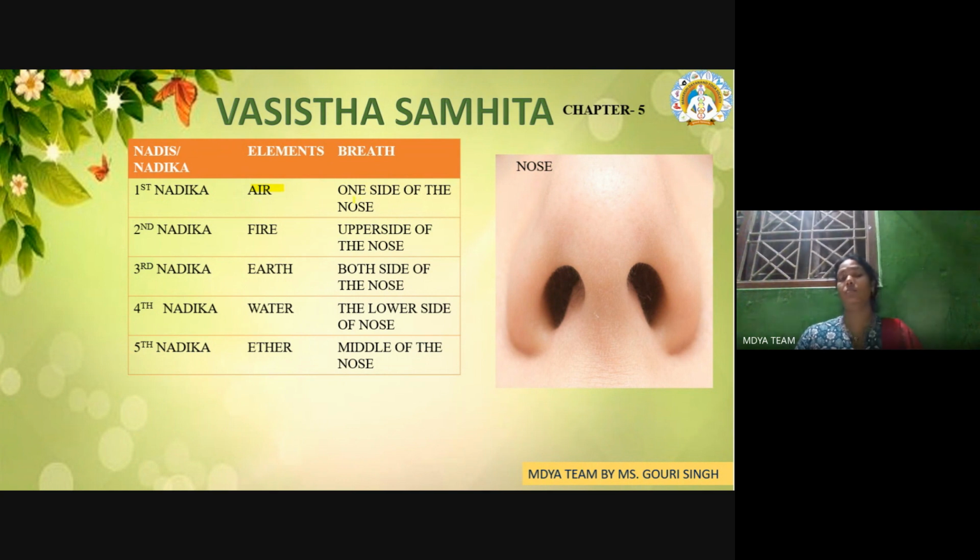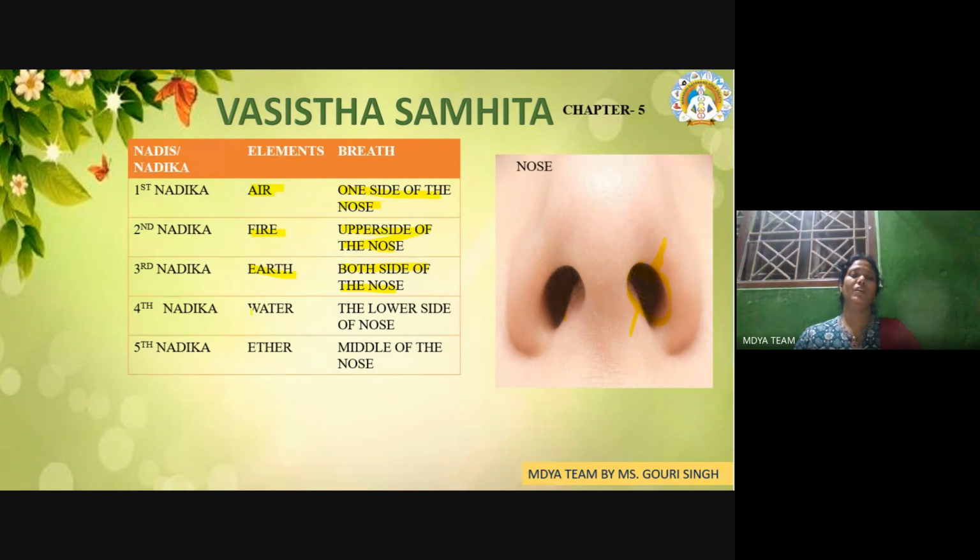How the breath is taken: when you are taking breath through one side of the nose, it is not mentioned whether left or right, that is not mentioned here. When you are taking breath from one side, that means the air element is higher in your body. The second nadi is fire. How do you know? The breath should be on the upper side of the nose. If this is a rounded circle, upper side means this side. This is your fire. And the third one is the earth element, where you take the breath on both sides of the nose. Both sides means this side also and this side also.